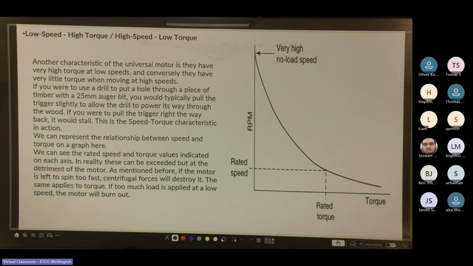I worked with an old crazy Scotsman who had a corded drill where the low speed setting did not work, but he still insisted on using a 25 mil auger drill bit to drill through a whole bunch of laminated timber.